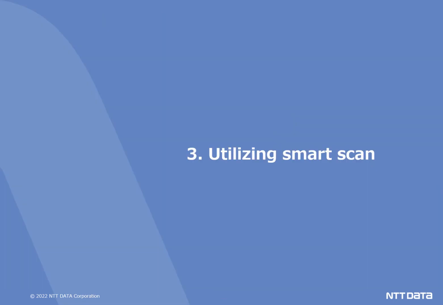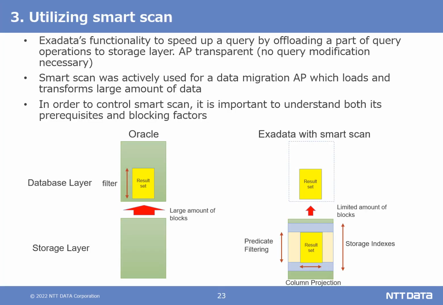I'm going to talk about the third point, utilizing Smart Scan. Smart Scan is Exadata's functionality to speed up a full scan by offloading a part of its query operations to the storage layer. Smart Scan is application transparent. That means no query modification is necessary to use the functionality.